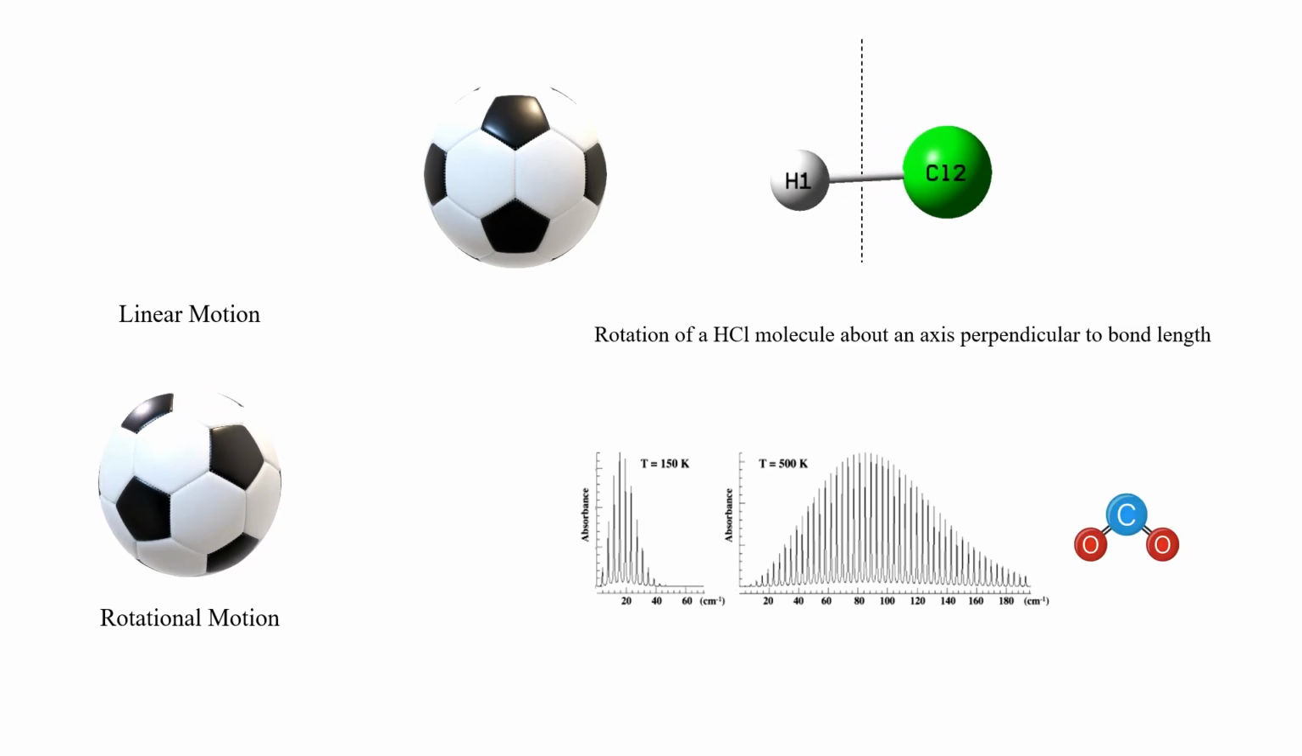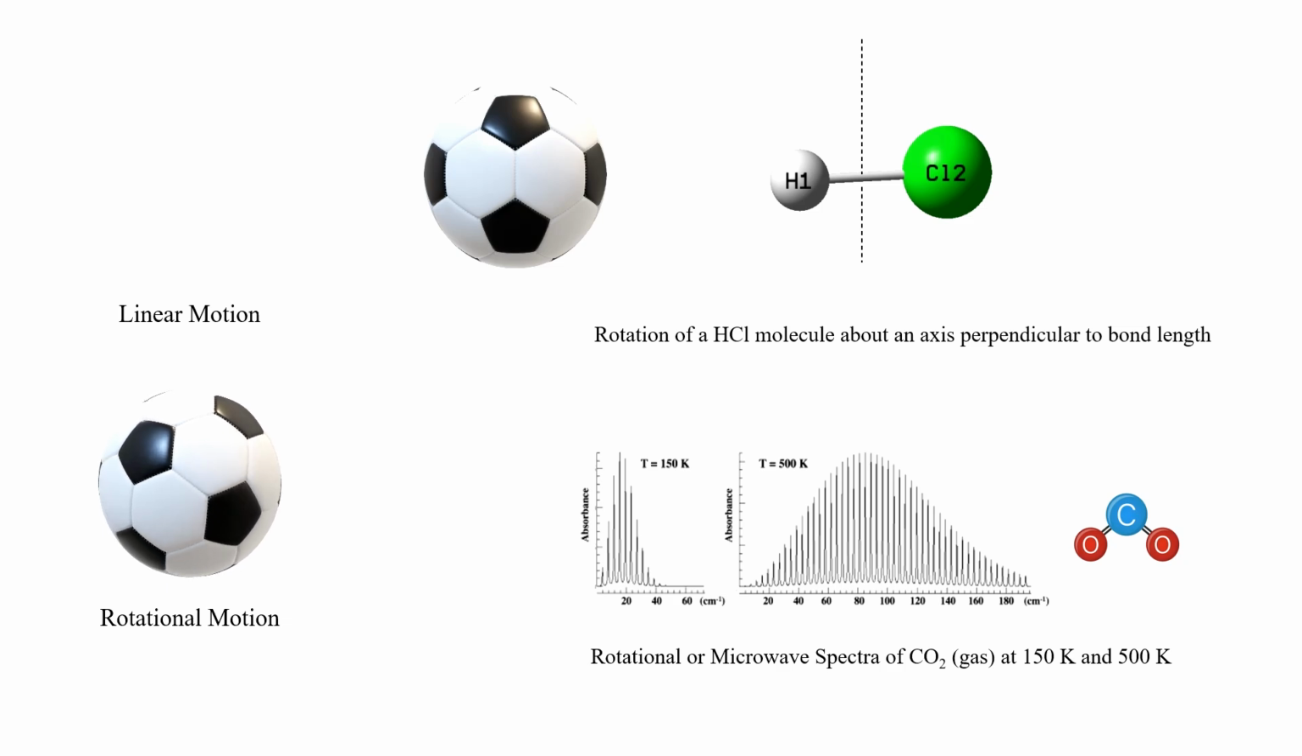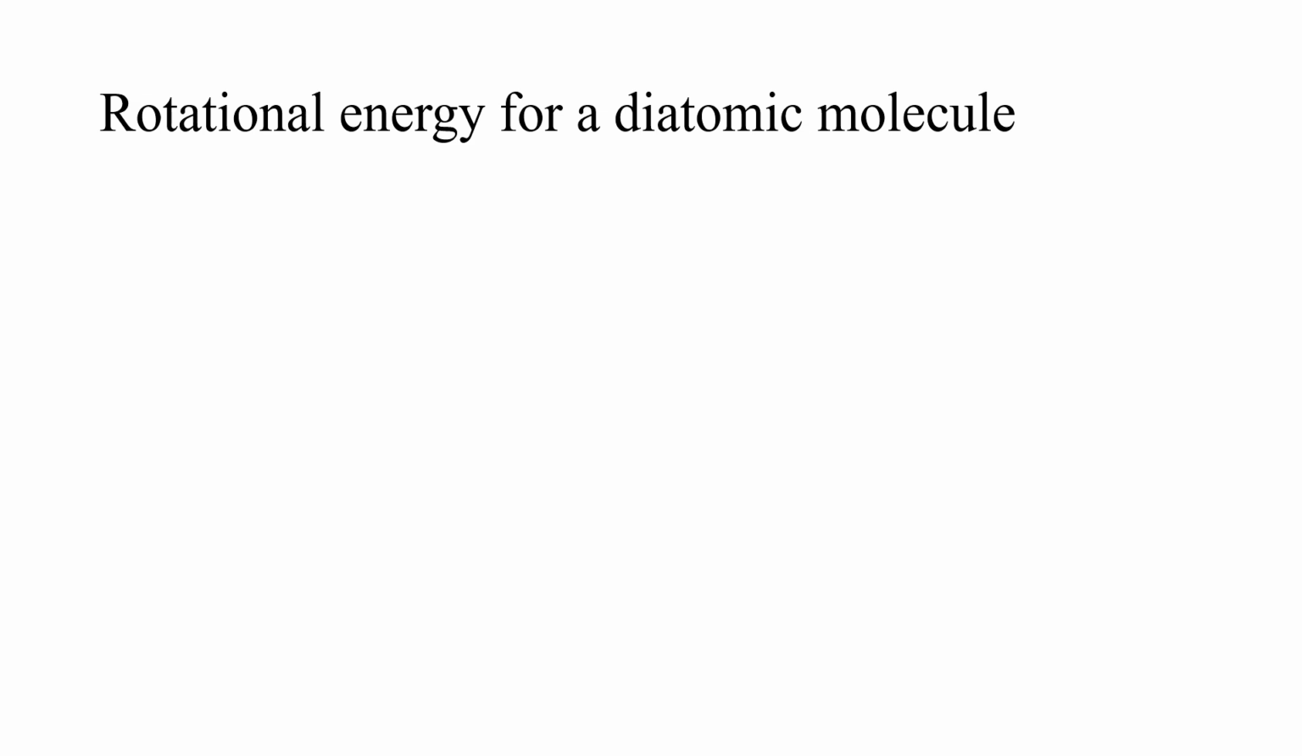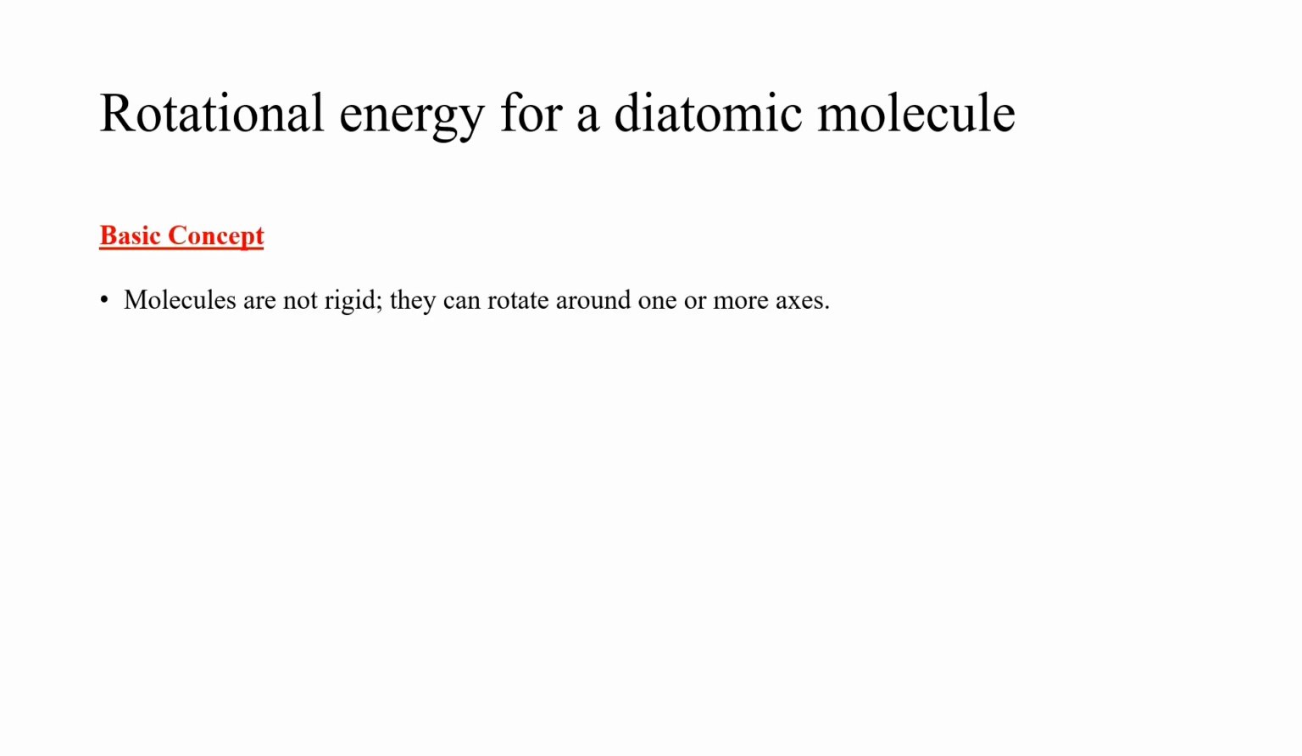The picture given in the slide is the microwave spectrum of the CO2 molecule at different temperatures, 150 Kelvin and 500 Kelvin. Rotational energy for a diatomic molecule. Basic concept. Generally, molecules are not rigid in nature. Due to external agencies like a force acting on it, it rotates about an axis, giving rise to rotational energy levels.